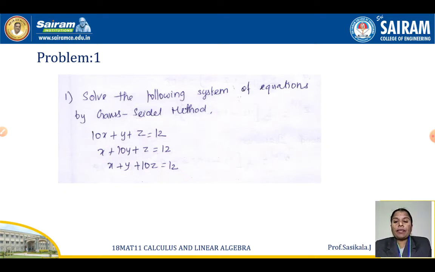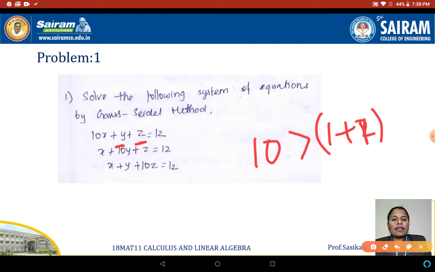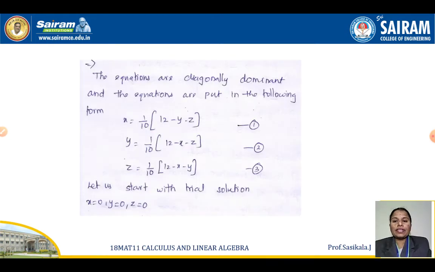First we check whether it is diagonally dominant. A11 is 10, and A12 plus A13 is 1 plus 1, which is 2. 10 is greater than 1 plus 1. Similarly you can check the second and third rows. All of them are already arranged diagonally dominant. So the equations are diagonally dominant, and we put the equations in the following form.